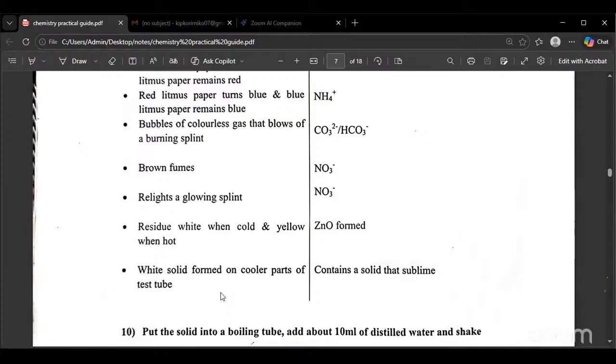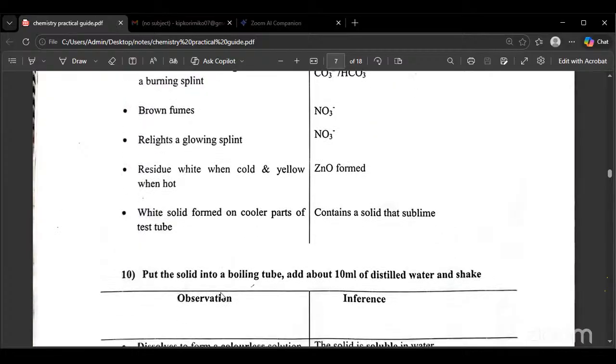Talking of sublimation, please know at least 3 examples of things that sublime. It is in Form 1, it is repeated in Form 3, Form 4. It is repeated somewhere. Another one, that's something that is question number 10. This one is the last one.